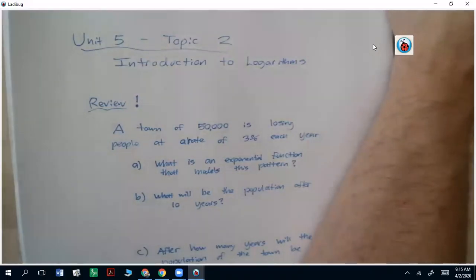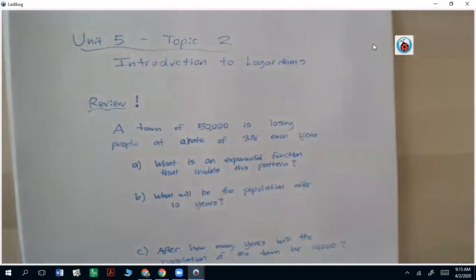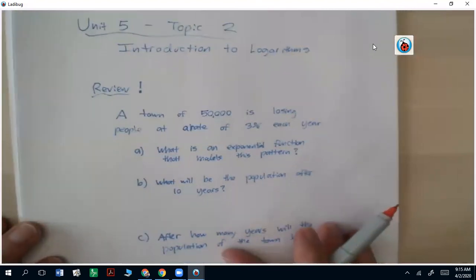Okay, today is going to be an introduction to a logarithm. And the purpose of logarithms is to be able to figure out what an exponent is. So I want to start off with a little review. This isn't on the notes or anything, but I think this would be kind of helpful to move forward.